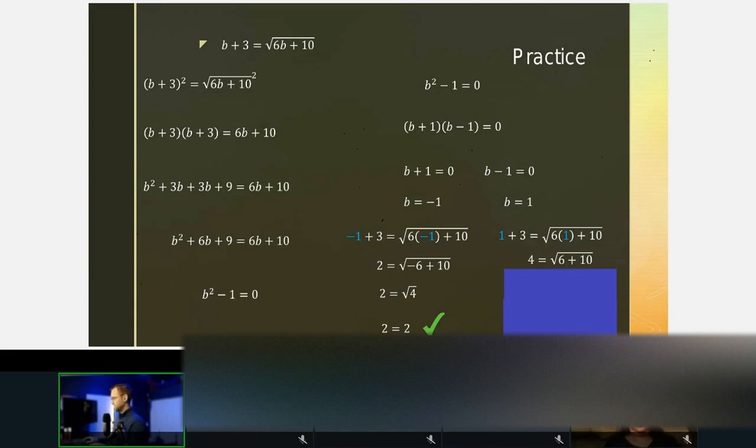Same thing for the other one. We just simplify both sides, and we get 4 equals 4. So that number also works. So that is a valid answer. So that means that our final answer is b equals -1 and b equals +1.